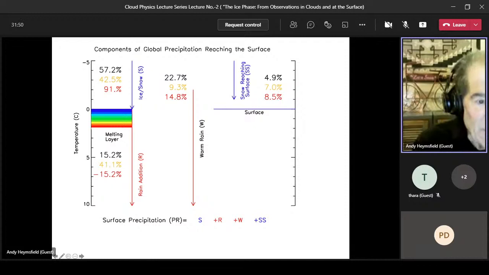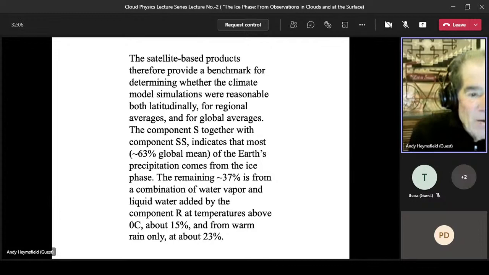Even though where you are, this is the component you get, it's still very important. So the satellite-based products therefore provide a benchmark for determining whether climate model simulations were reasonable, both latitudinally for regional averages and for global averages. And the component S together with component SS indicates that, as I mentioned, about 63% of the Earth's precip comes from the ice phase. The remaining 37% is from a combination of water vapor and liquid water added by the component, the warm rain process, temperatures above 0 degrees C, about 15%, and from warm rain only, about 23%.